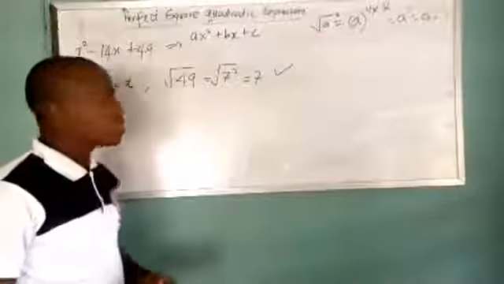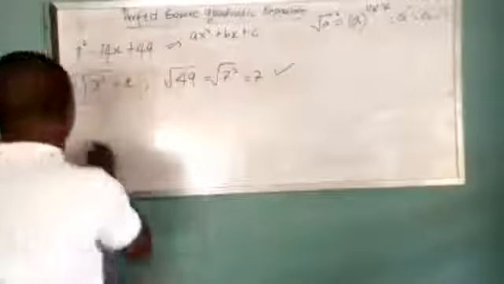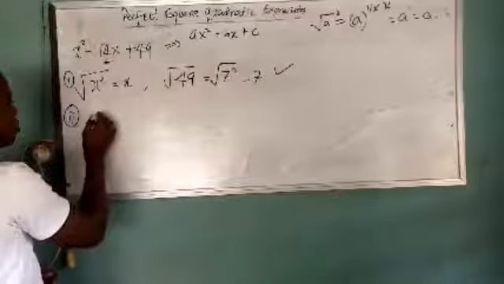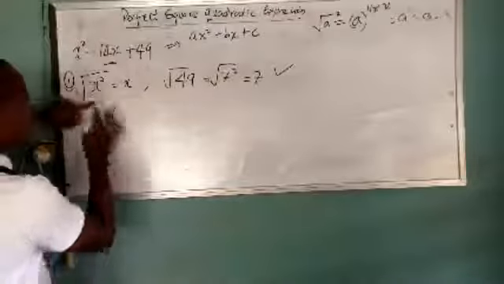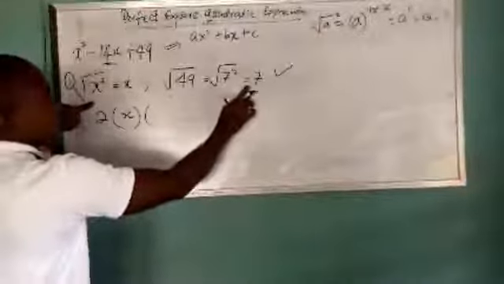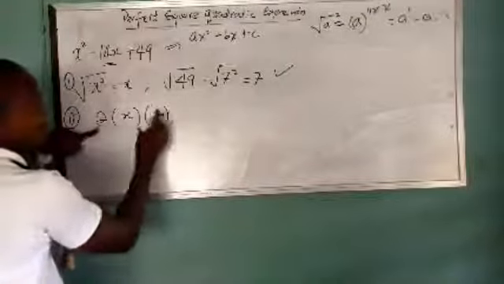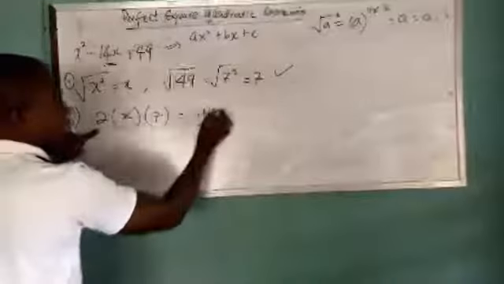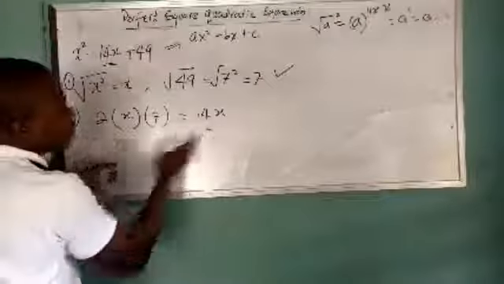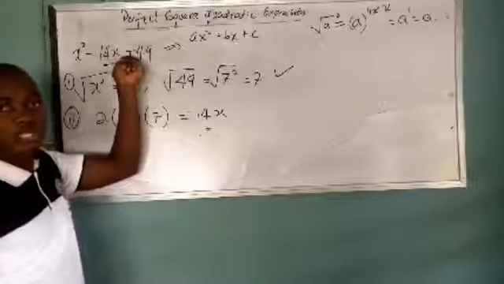So now we're going to look at the second condition, whether the second condition is also satisfied. The middle term must be equal to 2 times the square root of the first term, which is x, times the square root of the last term, which is 7. So 2 times 7 is 14, times x gives us 14x. The result gives us 14x, which is the same thing we have here as the middle term.